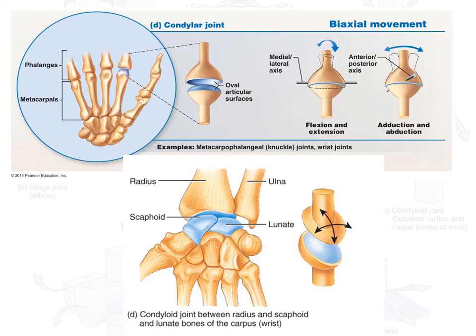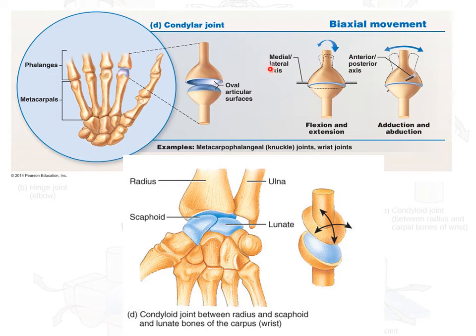Okay, then we have what's called a condylar joint. This is the first joint we'll talk about that allows for biaxial movement. That means movement in two separate planes. A good example of this is the joints between your metacarpals and your proximal phalanges. These are really what we think about when we think about knuckles. The proximal end of the phalange is a concave oval surface, whereas the distal side of the metacarpal is a convex oval surface.